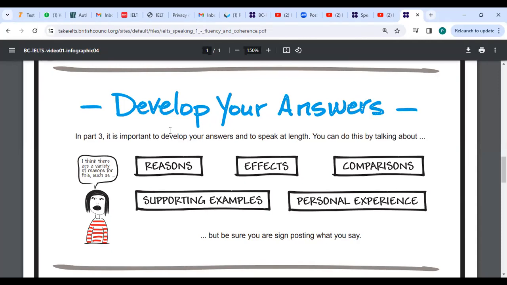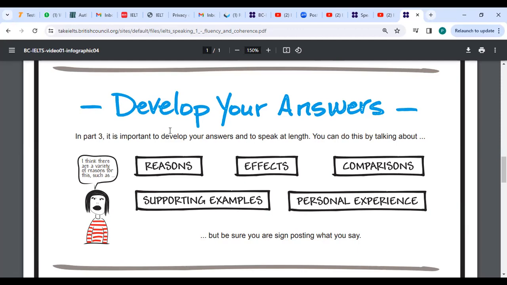Reasons, effects, comparisons, supporting examples, and personal experience. So when they ask, why do you think it's bad for children to go to school early in the morning these days? You may start by, I think there are a variety of reasons for this. When you start that way, your mind, your spirit is open to talk about a lot of things. Do you see it?